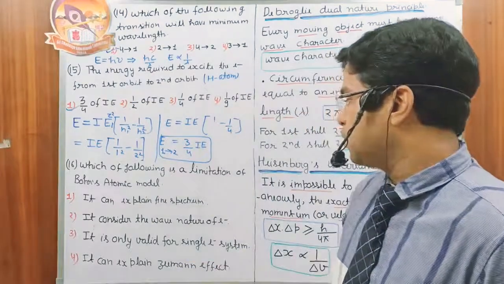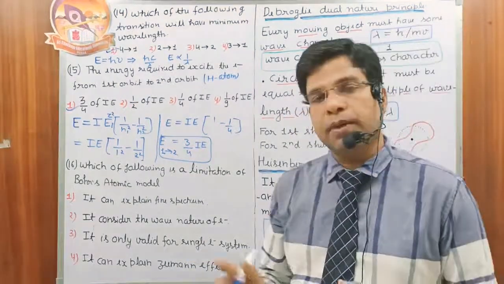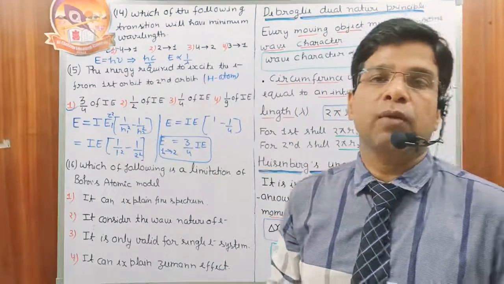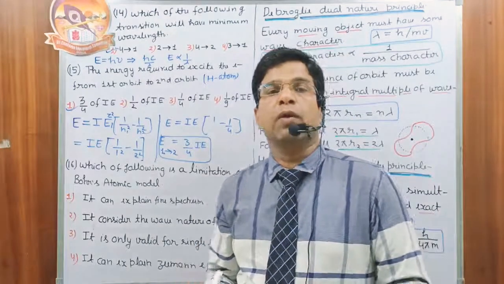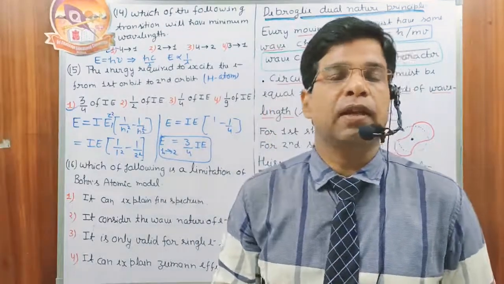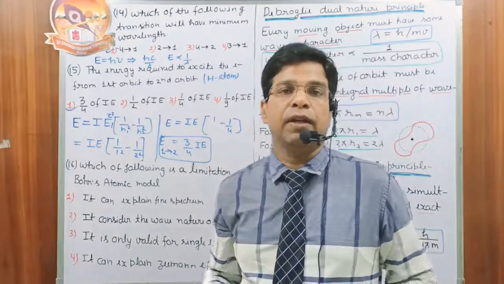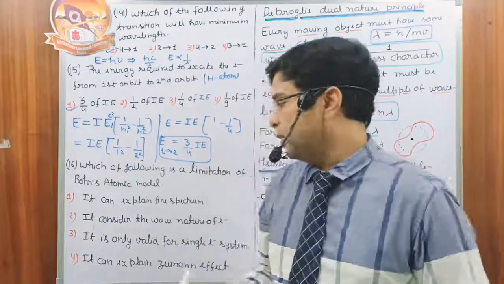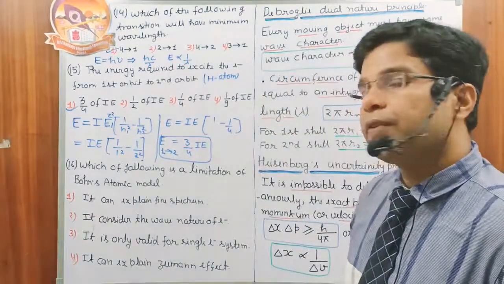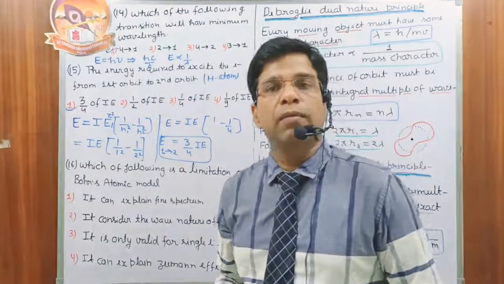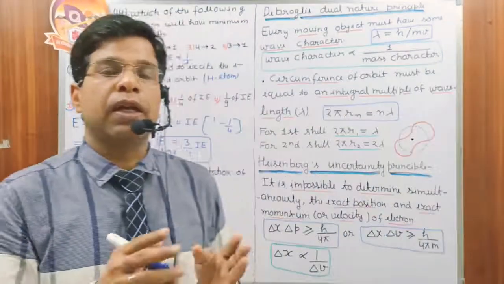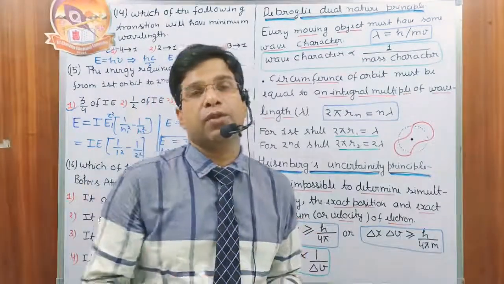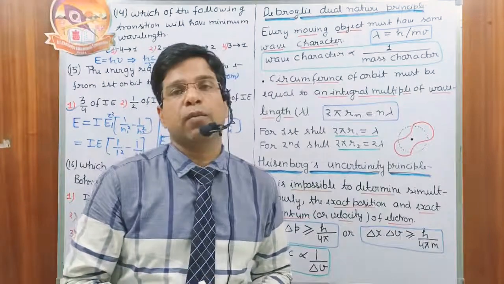Then third, it is only valid for the single electron system. It is one of the limitations of the Bohr's atomic model, that it is only applicable for a single electron system. For hydrogen, helium, beryllium like atoms we cannot apply this Bohr's atomic model. Then last one, it can explain the Zeeman effect. Look, it is also wrong. Why? Because Bohr's atomic model cannot explain the Zeeman effect and Stark effect, and it is one of the limitations of the Bohr atomic model.